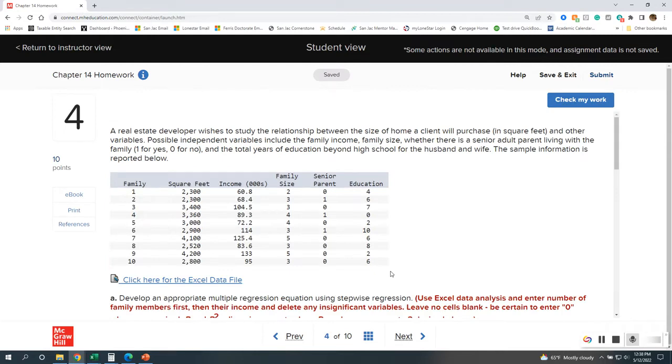Question 4. A real estate developer wishes to study the relationship between the size of a home a client will purchase in square feet and other variables. Possible independent variables include the family income, size, whether there is a senior adult parent living with the family, and the total years of education beyond high school for the husband and wife. Okay, the sample information is reported below.